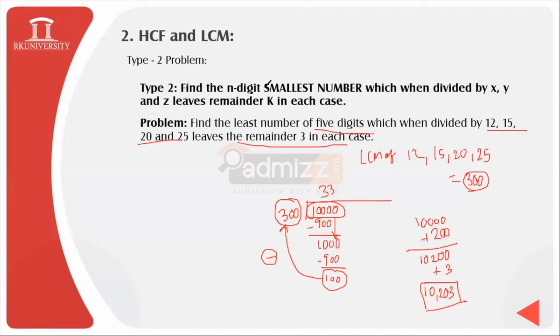Okay, so let's have a look at the options available with us, and the correct answer is definitely 10,203. So I believe this type is well understood by each and every student attending my today's session. If you find any difficulty, please drop your queries in the chat window. I will try to resolve it at the earliest.